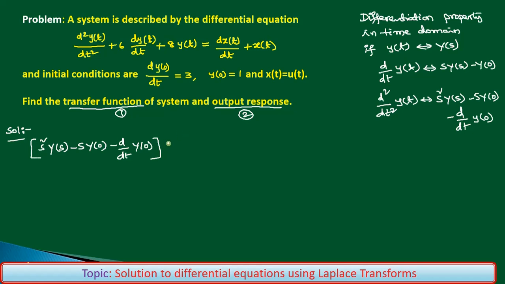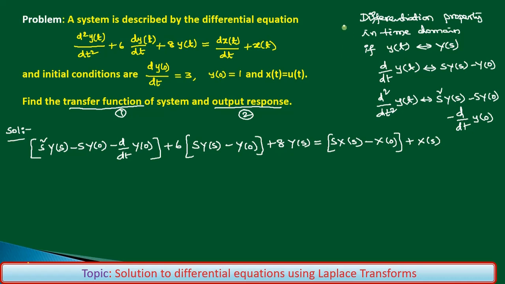Then the second term is plus 6 into d by dt of y of t. So we write it as s y of s minus y of 0, plus 8 y of s, equals derivative of x of t. So this is s into x of s minus x of 0, plus x of t. The Laplace transform of x of t will be x of s.